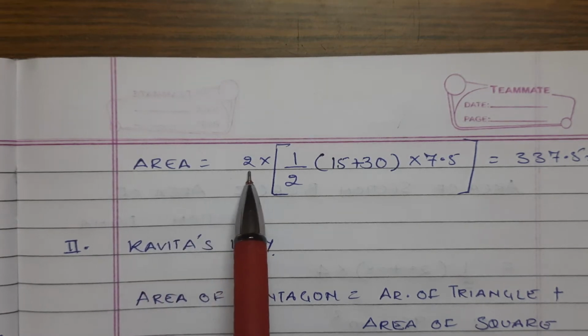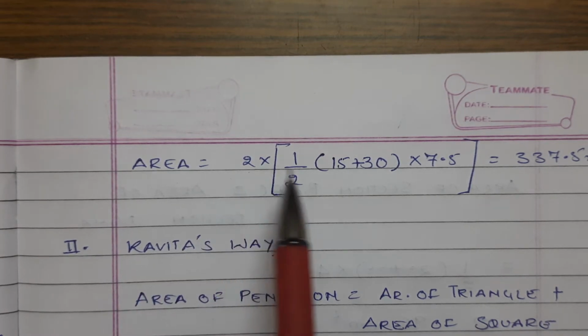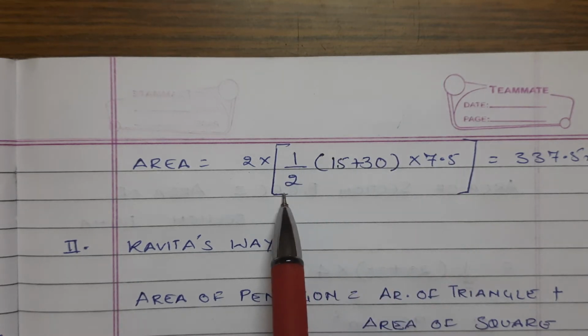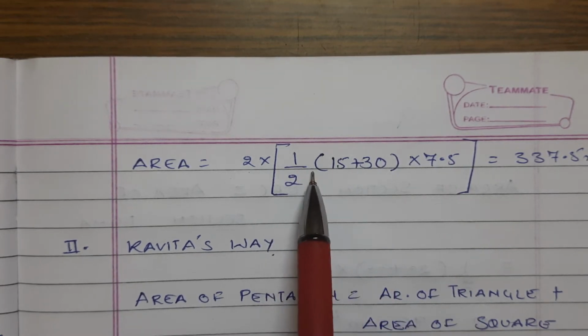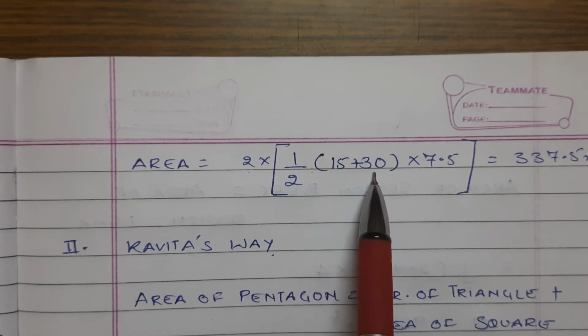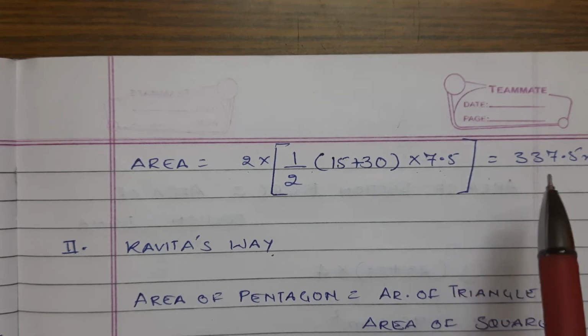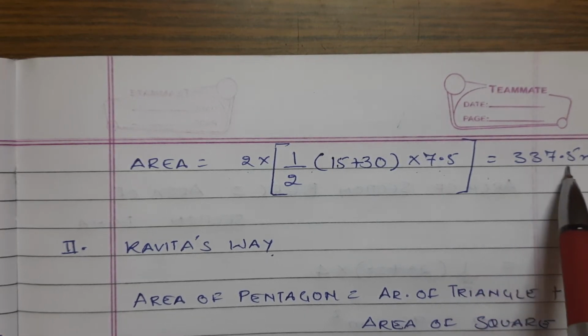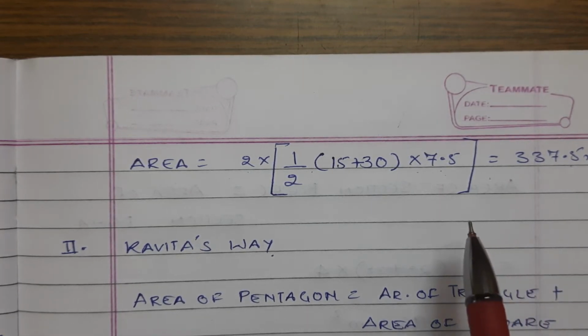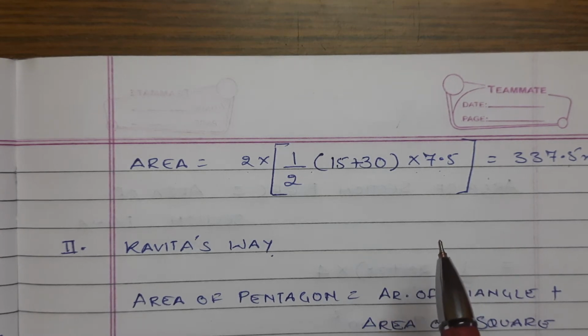Area equals twice, as there were two trapeziums. Now this is the area of one trapezium: half into the sum of the parallel sides into the distance between them, that is 7.5 meter. On calculation, we are getting 337.5 meters square. So this was the way which Jyoti did.